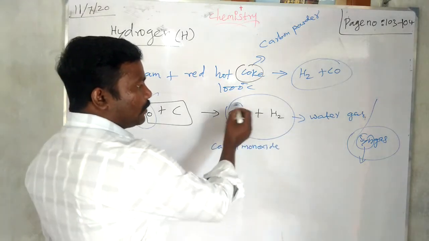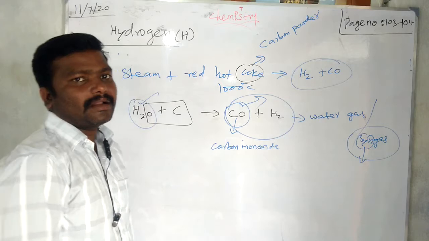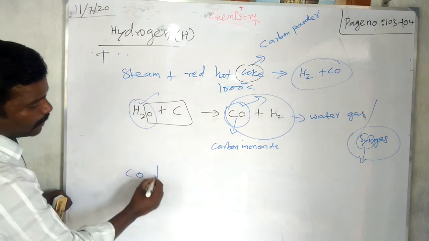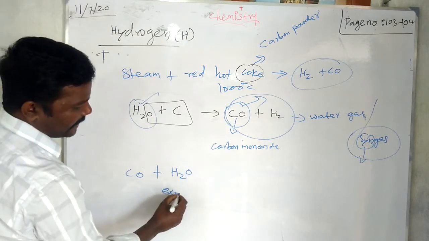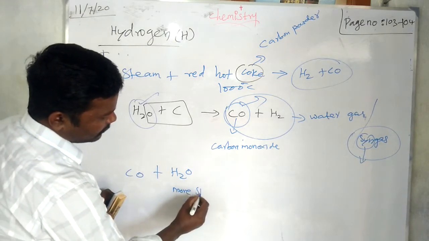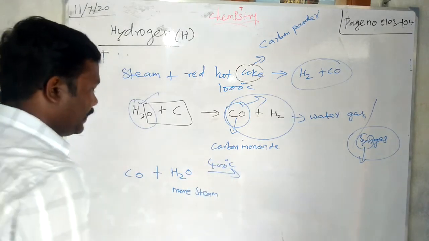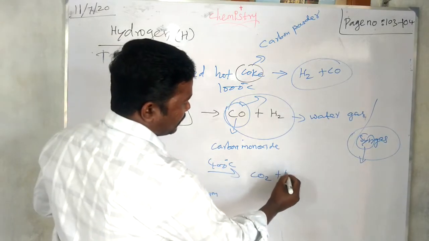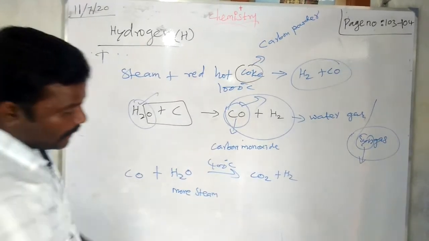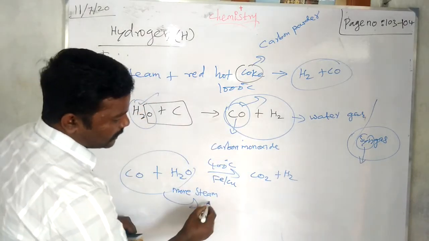Then we want to convert this carbon monoxide into carbon dioxide. For that we are going to do another process. What is the other process? Excess of steam. This carbon monoxide is treated with the excess of steam, or more steam, at 400 degrees Celsius. What will happen? It will form carbon dioxide and hydrogen gas. Here we will use the catalyst iron or copper. This mixture is passed through the shift converter.